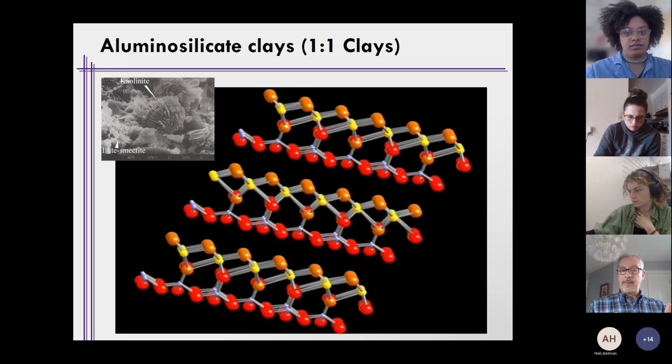So this is a 1-to-1 type clay. One layer of a tetrahedral sheet to one layer of octahedral sheet stacked upon itself over and over again. Make sense? Okay.